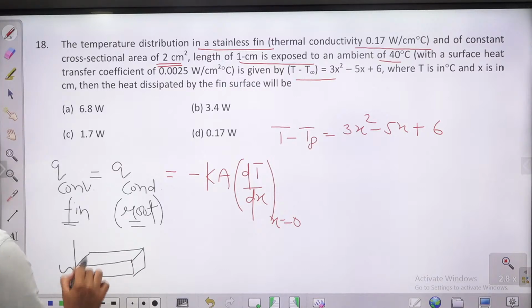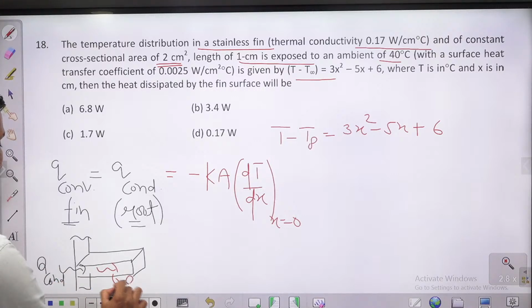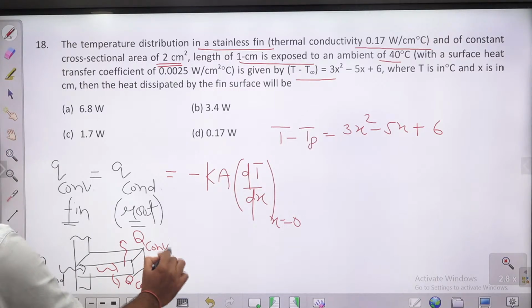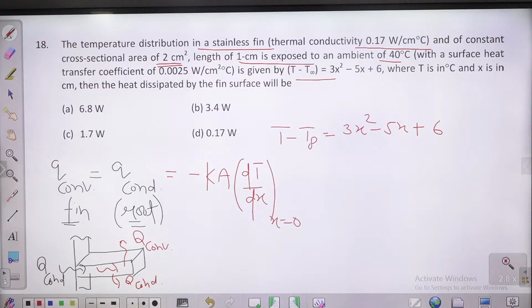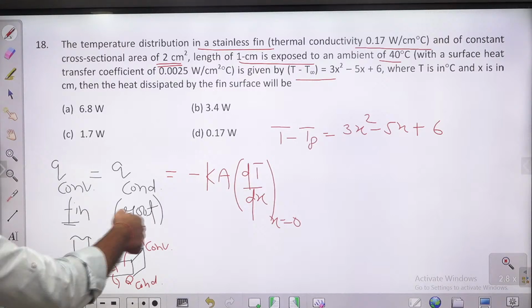At the root, heat enters by what? Conduction. Root पे heat कैसे enter करता है? Conduction से, Q conduction. So from the surface, the conduction also takes place, and at the same time convection will also take place. So whatever is the heat convection from the tip, that is equal to Q conduction at the root.